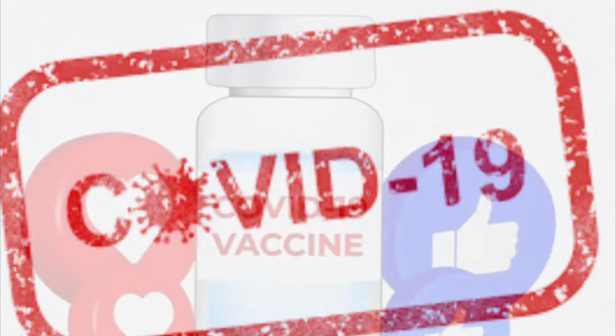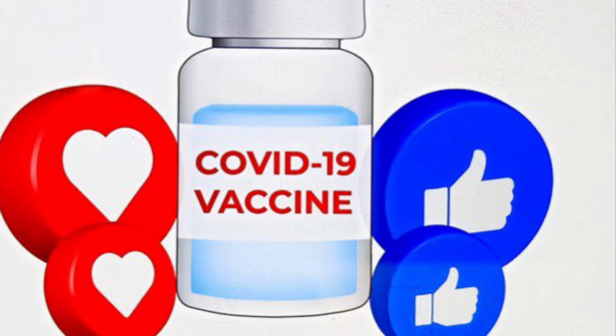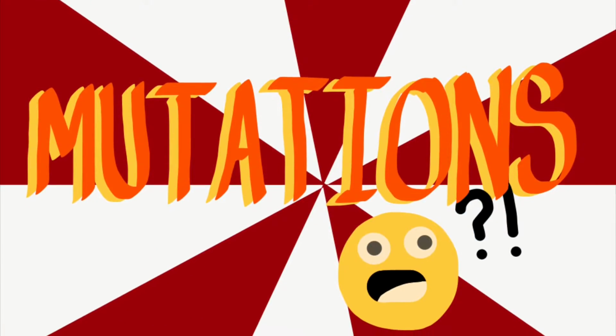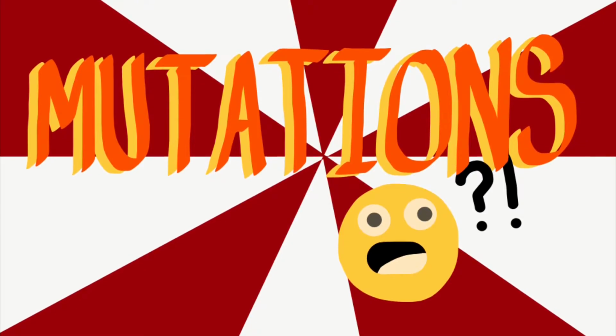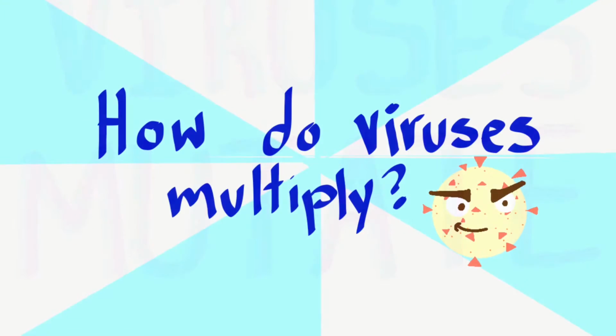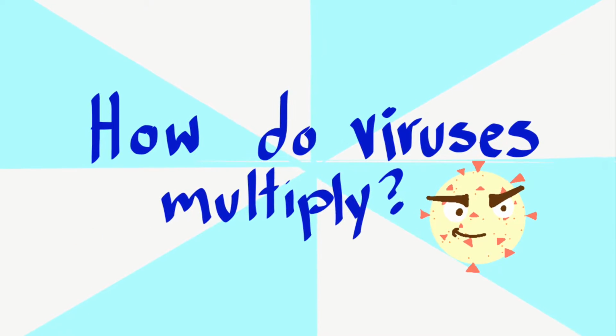We've all been affected by the coronavirus pandemic, and so far the vaccines have been helping prevent the spread. But the threat of mutations still looms over our heads, as it does with any virus such as HIV or influenza. But how do viruses mutate? To understand where mutations occur, we must understand where viruses multiply.